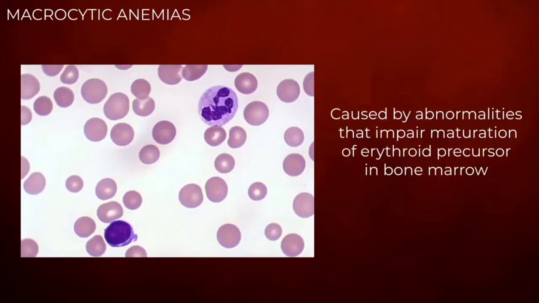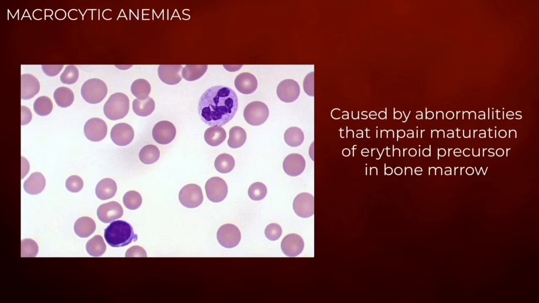The second important anemia is macrocytic anemia. It is caused by abnormalities that impair maturation of erythrocyte precursors in the bone marrow. We know very well that the place of RBC production is the bone marrow. So this picture shows macrocytic anemia. You can see it very clearly.